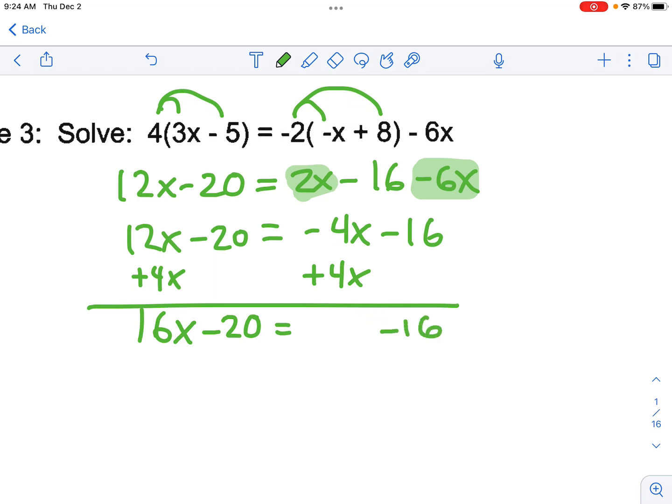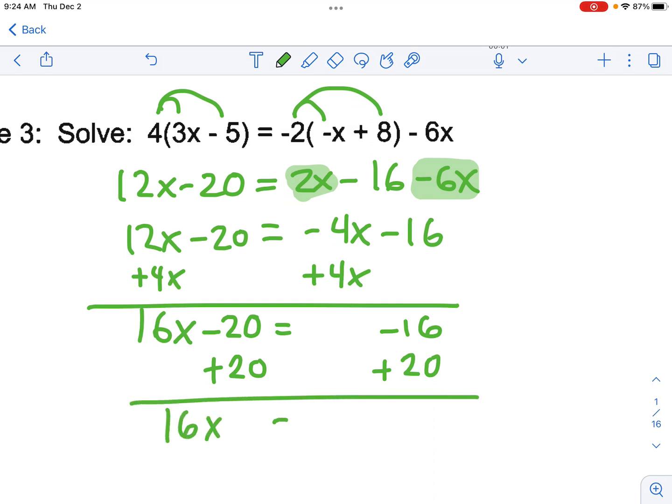And I've got a minus 16 there. I'm actually going to move that over to just under the minus 16. These go away. The 4x's go away here. And now I can move the numbers. So I have to move the 20 to the right because my variable is now on the left. And so I have 16x, don't forget the variable, equals 4.